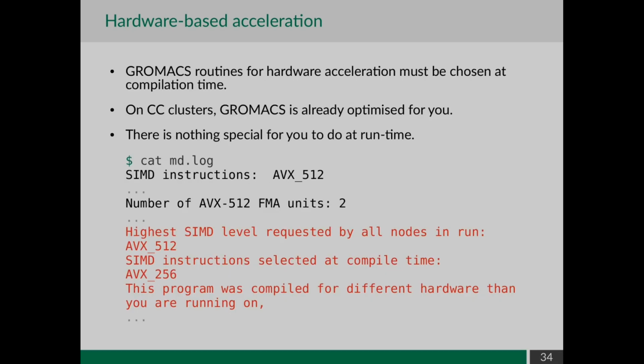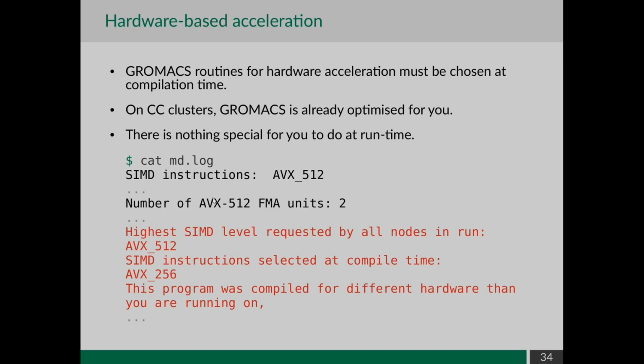The routines for hardware acceleration in Gromacs must be chosen at compilation time. On the Compute Canada clusters, this has already been done for you. Gromacs is optimized, and we did that carefully. So there is nothing special for you to do at runtime. However, you can still check in your log file that the correct acceleration routines have been selected.